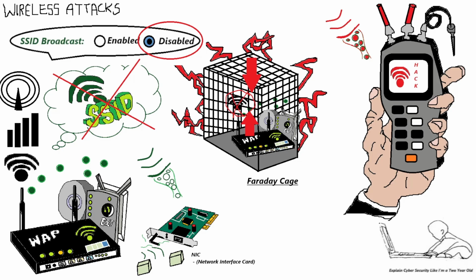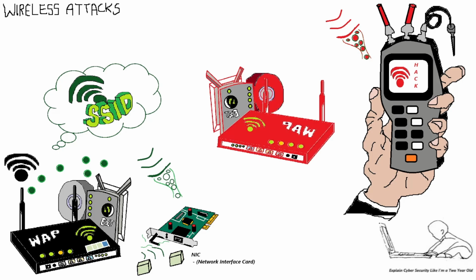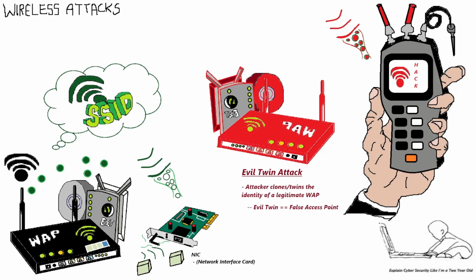Now, moving on to some more strategic wireless attacks, starting with the Evil Twin attack, where an attacker operates a false access point that will automatically clone or twin the identity of an access point that is legitimate, based upon a client device's request to connect. In order to truly understand the concept of this attack, we need to go back to understand how the wireless adapter, aka wireless network interface card, works at a deeper technical level.